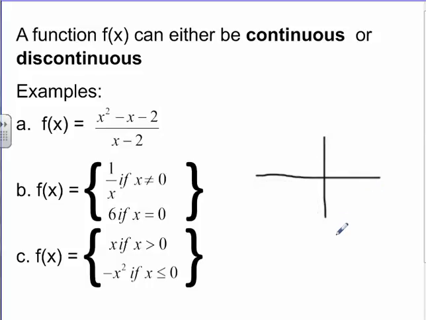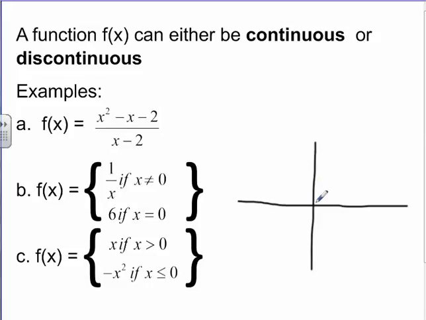Wait, for the last one, it says that it's x if it's greater than 0. Well, that's just your basic linear graph, so that looks like this. And then it's a negative x squared when it's less than 0, which would look like this. Well, it actually so happens that these two things line up.